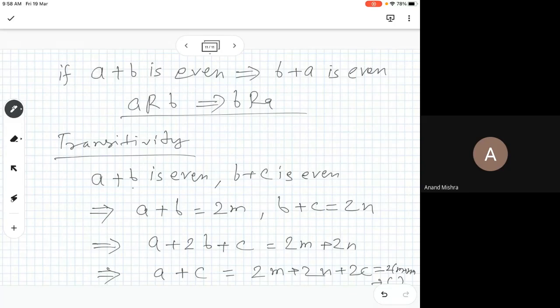We'll stop here, and we will be meeting tomorrow, same time, 9 a.m., Saturday, and we will be continuing our discussion on equivalence relations, some more examples, and equivalence classes as well. Okay, see you tomorrow then.